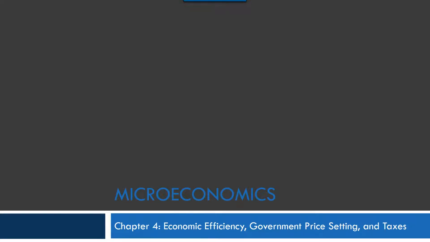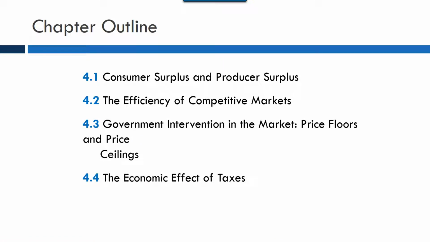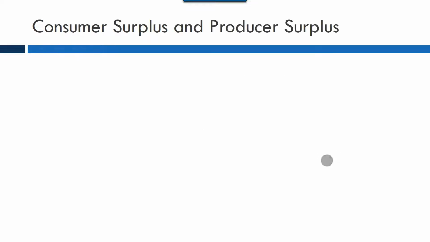All right, guys, chapter 4, where we talk about economic efficiency and we also talk about when the government gets involved in prices. So, we first have to talk about consumer and producer surplus. Then we talk about what's an efficient and inefficient competitive market. And then we're going to talk about what happens when the government steps in and taxes, which also influences how much we pay.